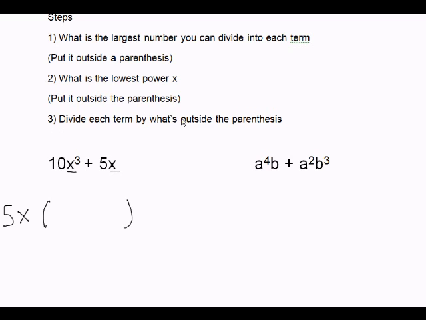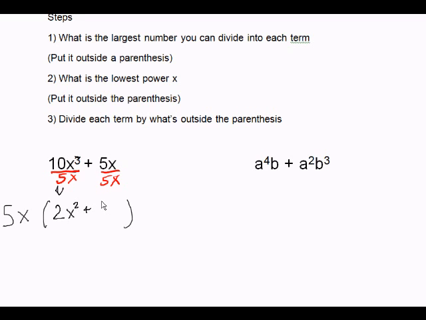Step number 3, divide each term by what's outside the parentheses. Outside the parentheses is 5x, so I'm going to divide each term by 5x. Let's see what I get. 10 divided by 5 is 2. I bring the answer straight down. x cubed divided by x. When you divide numbers with the same base, you subtract their powers. So power 3 minus power 1 is x to the second power.